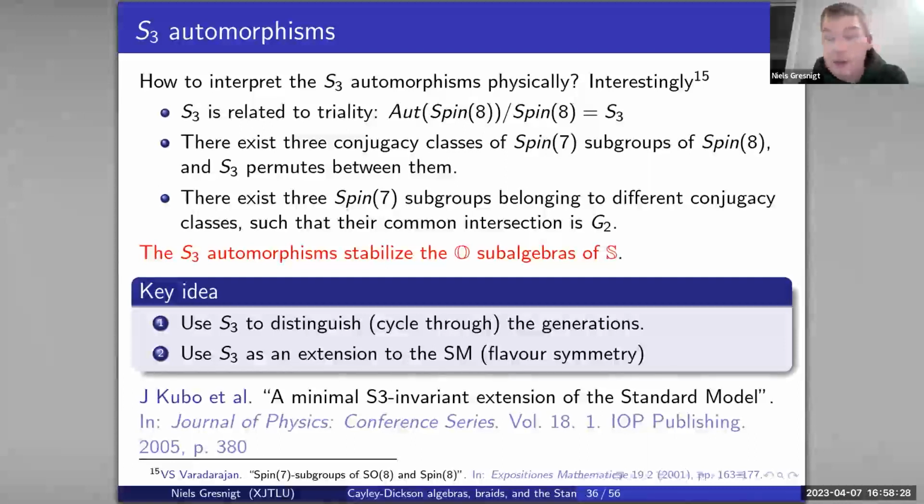One other idea, which I haven't looked into in detail yet at all, is to use the S3 automorphisms as a possible extension to the Standard Model, for example, in terms of flavor symmetry.